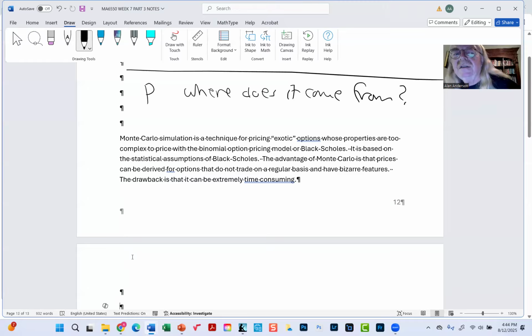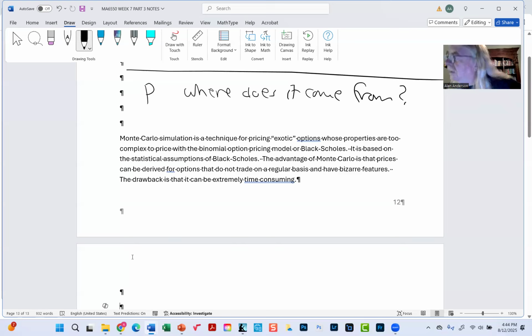The simulation is quite an art form, where you're drawing samples from some probability distribution and applying it to some model or other to come up with results. And so we'll see how that works, but it's ultimately based on Black-Scholes, just like what we did here.